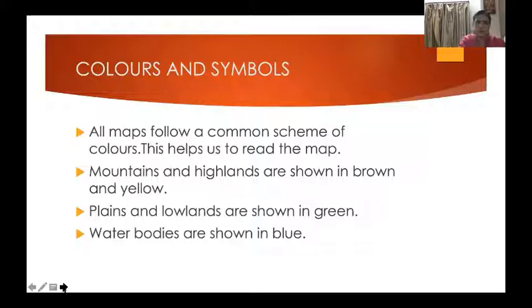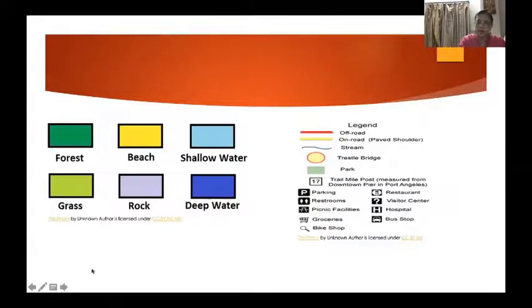Children, mountains and highlands are shown in brown and yellow. High mountains are shown in darker brown. Plateaus are shown in yellow. Plains and lowlands are shown in green. Water bodies are shown in blue. Light blue indicates shallow water, while deep blue indicates deep water.